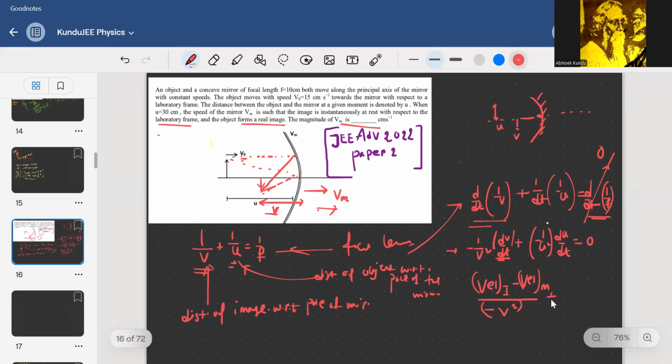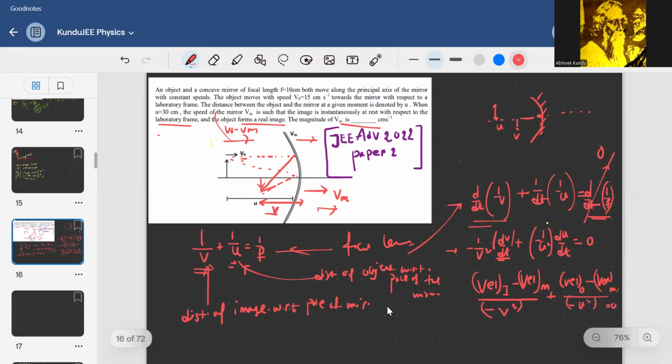plus we can write that du/dt is velocity of object minus velocity of mirror. Suppose the object is moving in rightward direction and the mirror is also moving towards right. So that means what will be the relative velocity of object with respect to the mirror? VO minus VM only. In this case, velocity of object minus velocity of mirror only. That's what we are writing here, by minus u square, that is equal to 0.